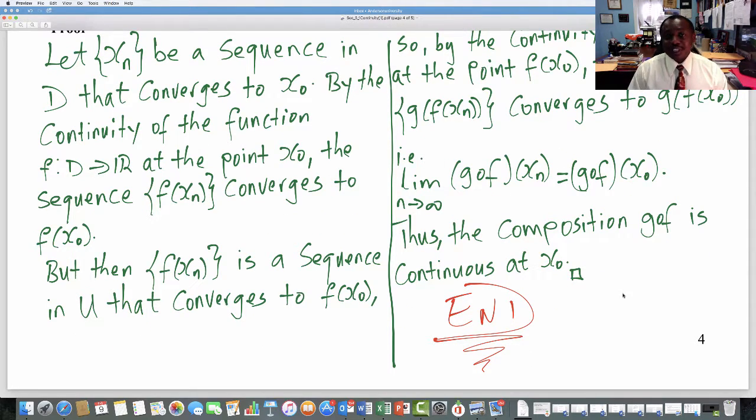This brings us to the end of section 3.1, and in subsequent sections, we would investigate uniform continuity, epsilon delta definition of continuity, epsilon delta definition of uniform continuity, the mean value theorem, and so on and so forth.